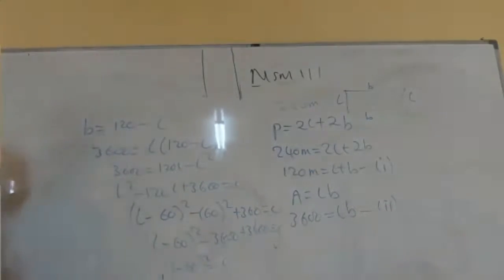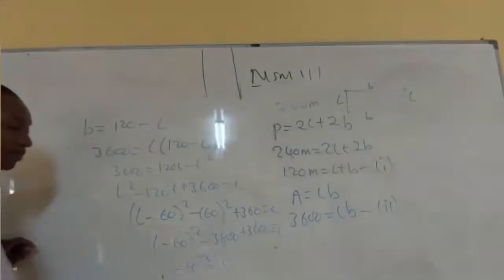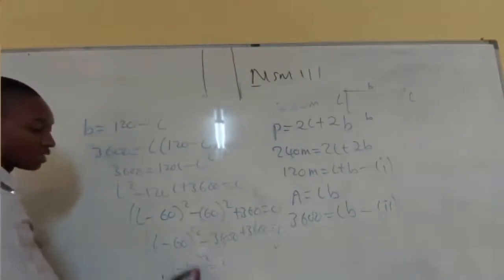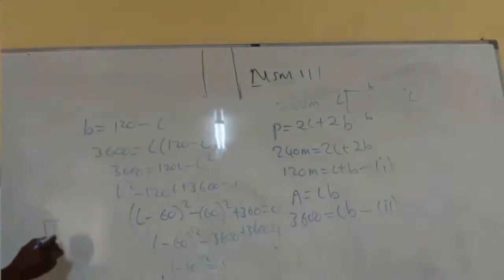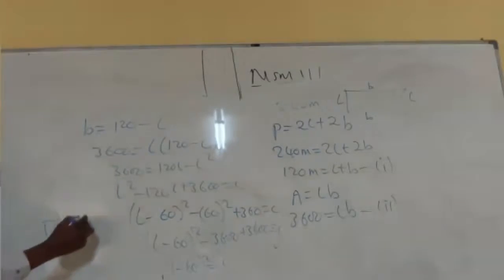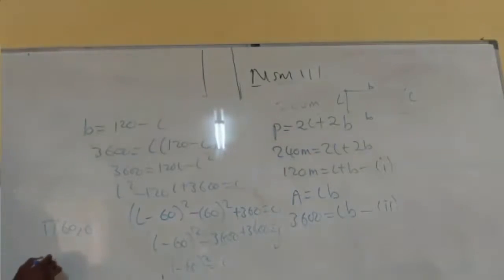In this case, this one is the value for the turning point. So the turning point is actually at 60, 0, right? So our L should be 60, meaning that our B will also be 60. So you need 60 meters for both. B will be found as 120 minus 60, which is 60, right? So 60 meters and 60 meters. That's how you find that.